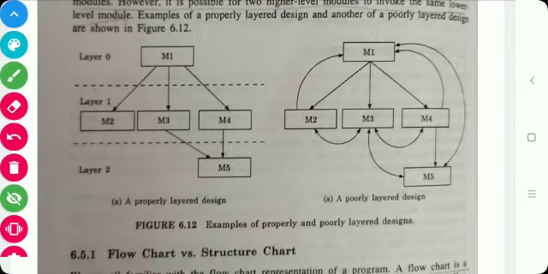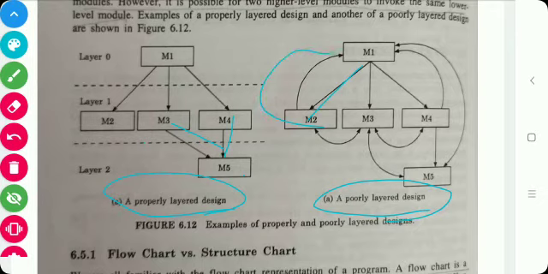And here, this is the properly layered design structure, and this is the poorly layered design. Here only the top level modules can call the lower level modules, and one layer module can call the same module in layer 2. See here, like M3 and M4 are calling M5, but this is poorly designed because here the lower level modules are also calling the higher level modules. So we have to draw the structure chart in these properly layered modules only. Okay, in the next section we will see how to draw the structure chart.